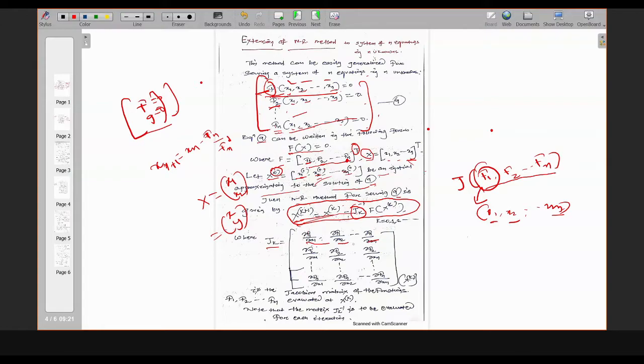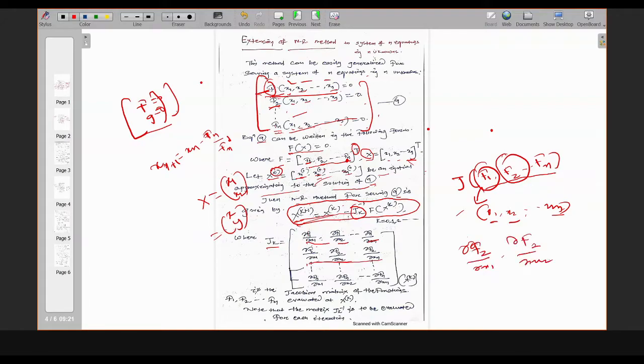Similarly, in the second row, you have to differentiate the function f2. So f2 you have to differentiate with respect to each variable. That means x1, then x2, like that. You know this from maths too, how to find the Jacobian of functions of several variables. So the second row contains the partial derivative of f2 with respect to each unknown.